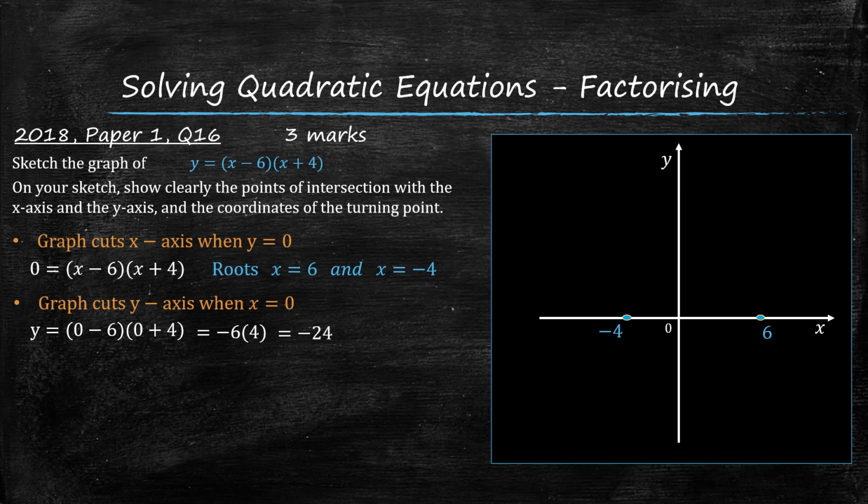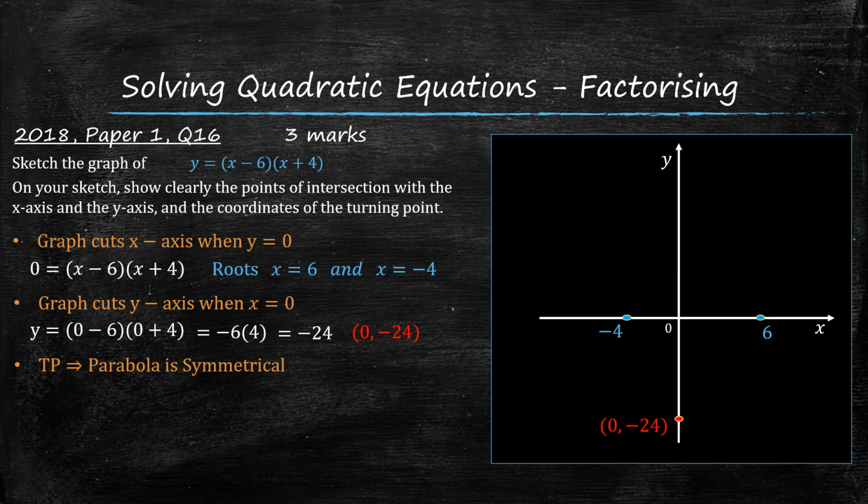Which gives us negative 6 times 4, which gives us negative 24. So the point (0, -24) is where this graph will cut the y-axis. So let's draw that point on our diagram as well. Now we want to find the coordinates of the turning point.